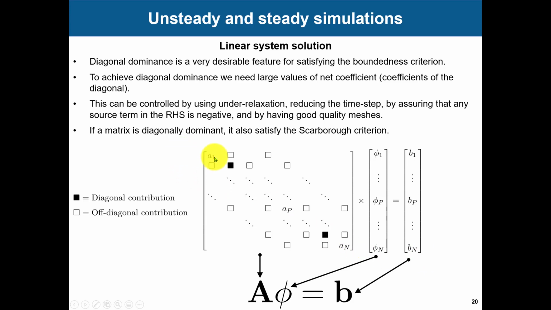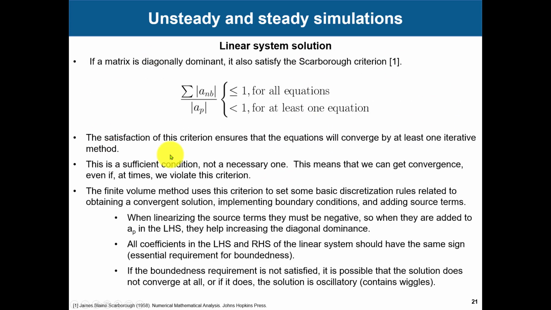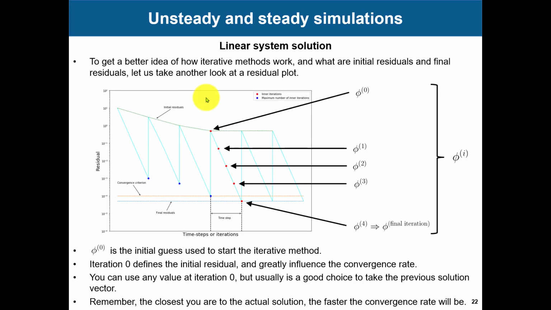It's the same idea with the time step. When you reduce the time step, you are also making your diagonal more dominant. When you have this, it's called the Scarborough criterion, which is this one. You are fulfilling this criterion, and this has very positive properties in iterative linear systems. It will guarantee that it will converge. I won't go into details on that, so you can check the theory.